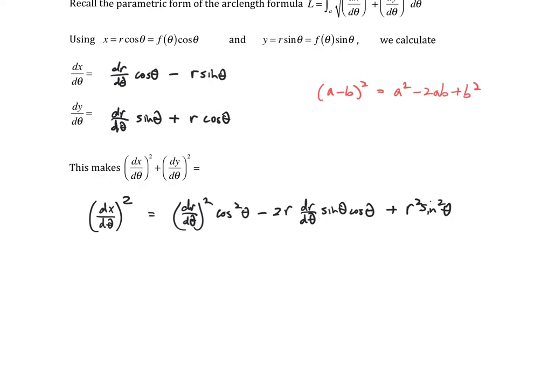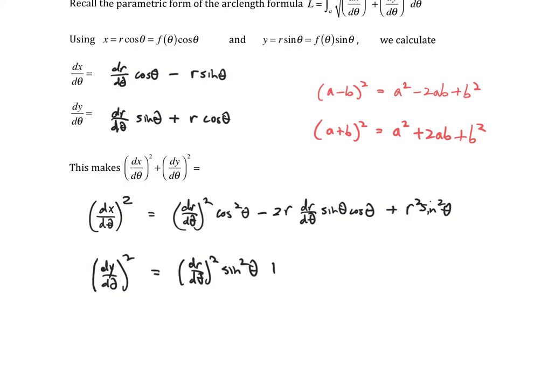Okay. So we also need a formula for the dy d theta squared. So in this case, we're going to use the quantity a plus b squared is equal to a squared plus 2ab plus b squared. So let's calculate what that is. You're going to get dr d theta squared sine squared theta plus 2 times r dr d theta sine theta cosine theta plus r squared cosine squared theta.